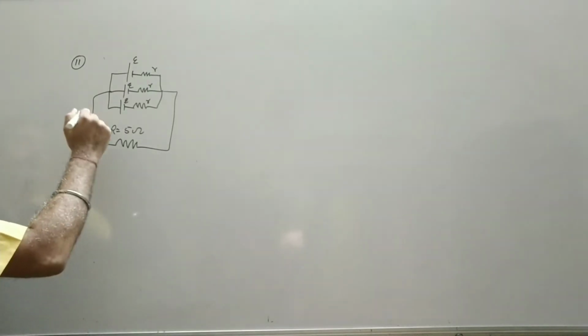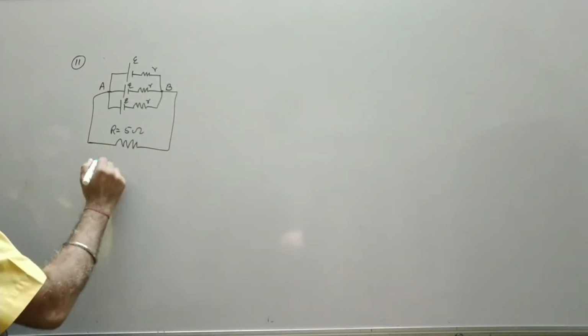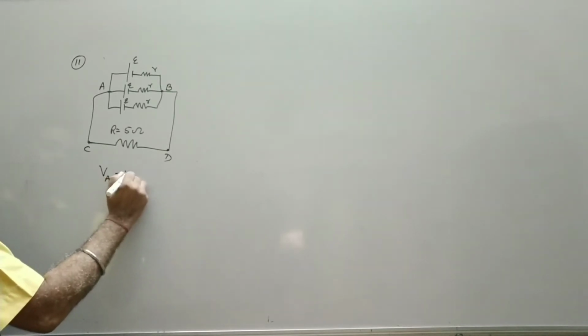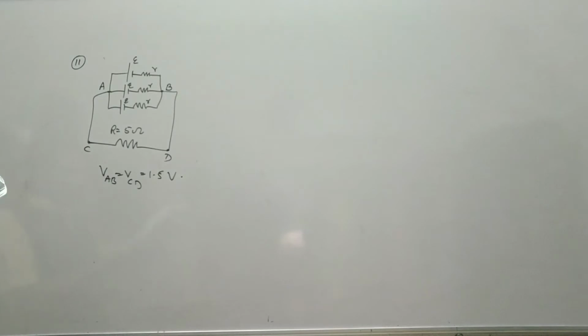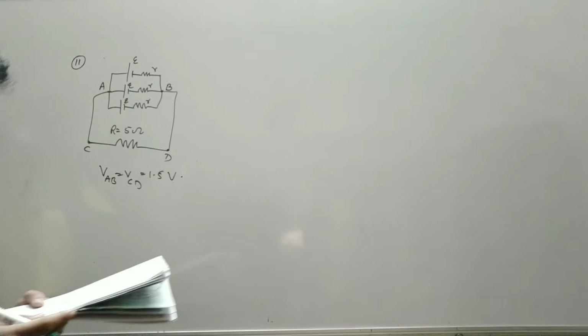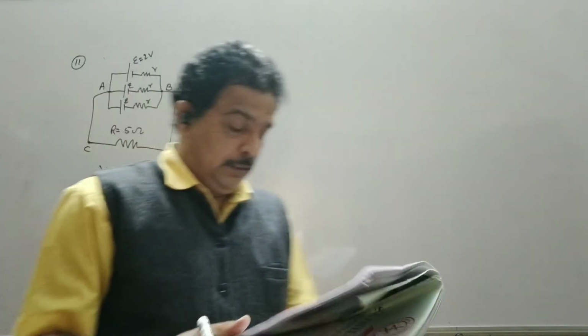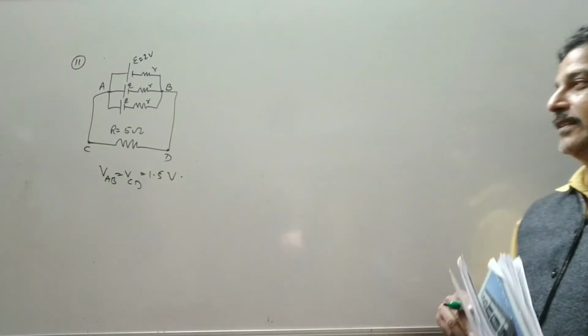If the terminal voltage across the cell is 1.5 volt, so this is the terminal voltage between point A and B, that is equal to the potential difference across R only, so that is 1.5 volt. What is the internal resistance of each cell? Each cell is of 2 volt. So we have to find out the internal resistance of this circuit.